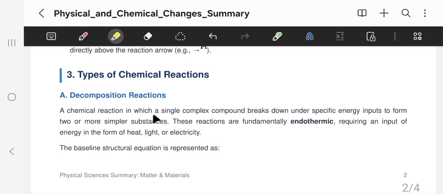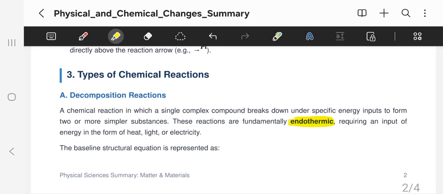It is a chemical reaction in which a single complex compound breaks down under specific energy inputs to form two or more simpler substances. These reactions are fundamentally endothermic. Decomposition reactions are basically endothermic, okay? And they require an input of energy in the form of heat, light, or electricity. Endothermic means that, guys, these types of reactions absorb energy. They need energy for them to actually happen, and that energy is in the form of heat, light, or electricity.